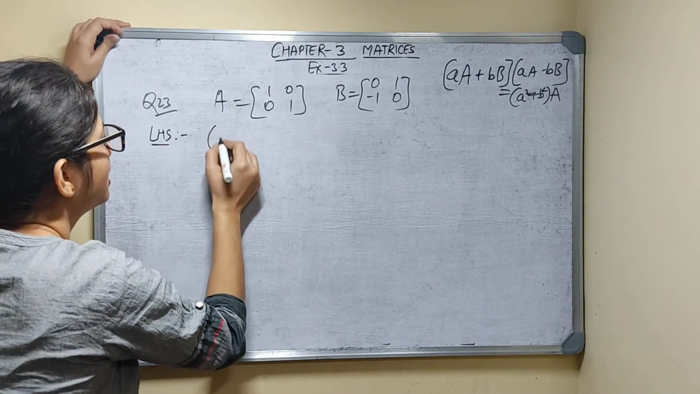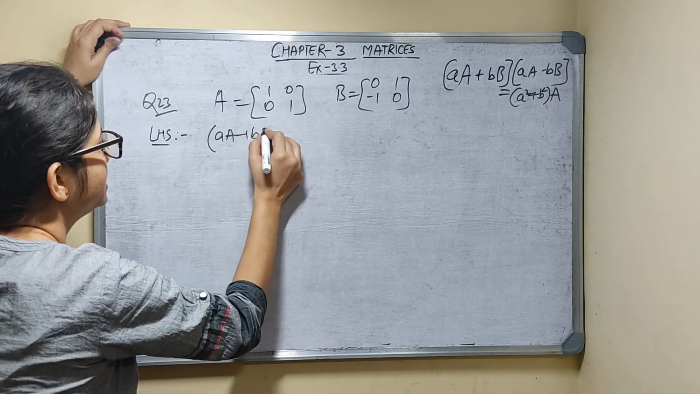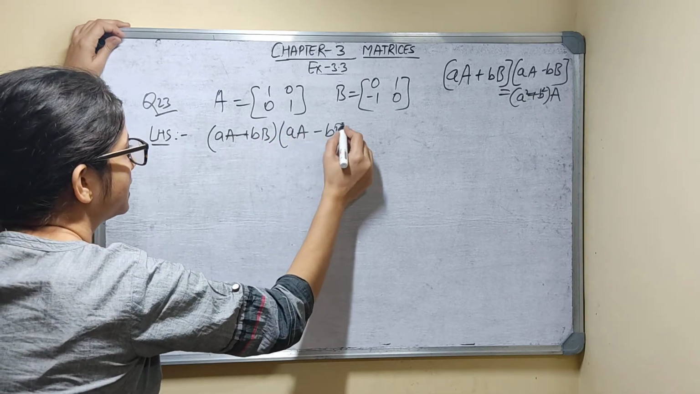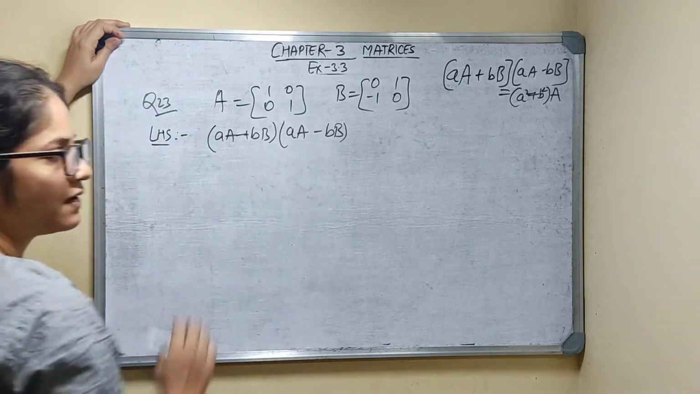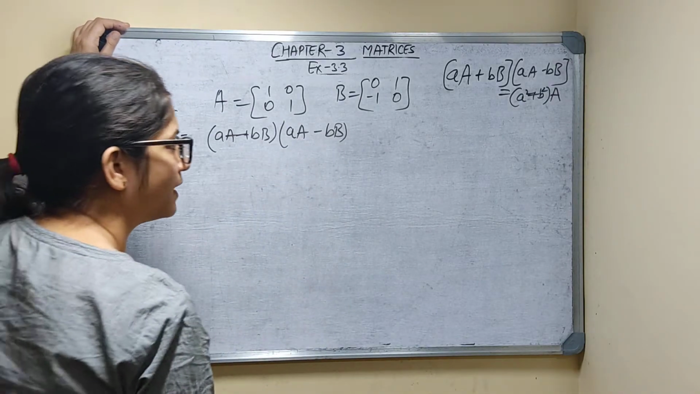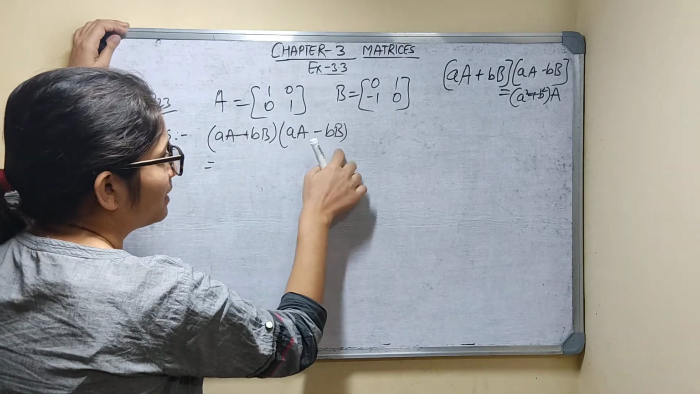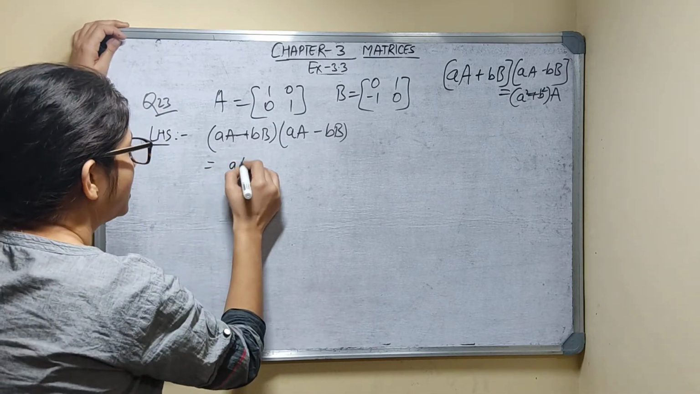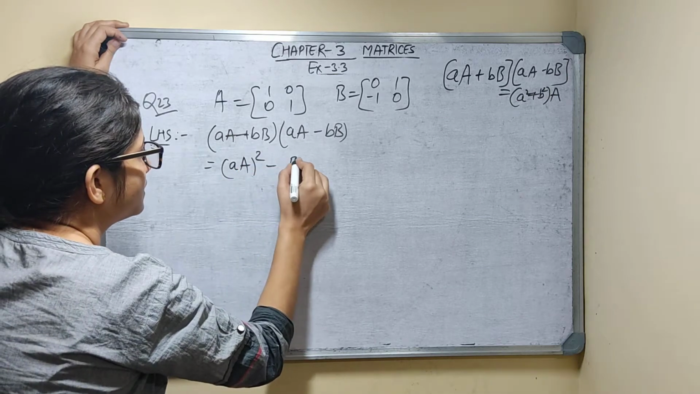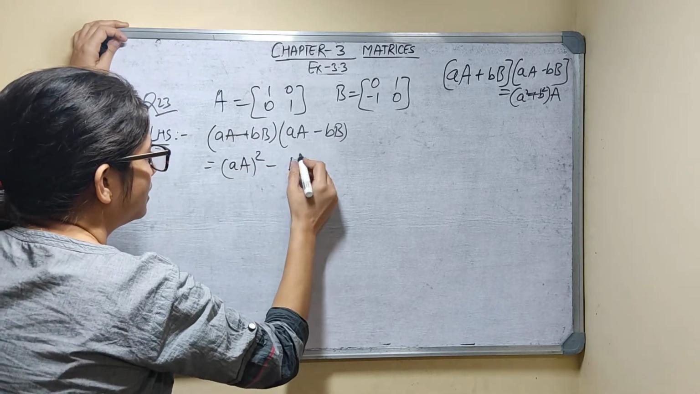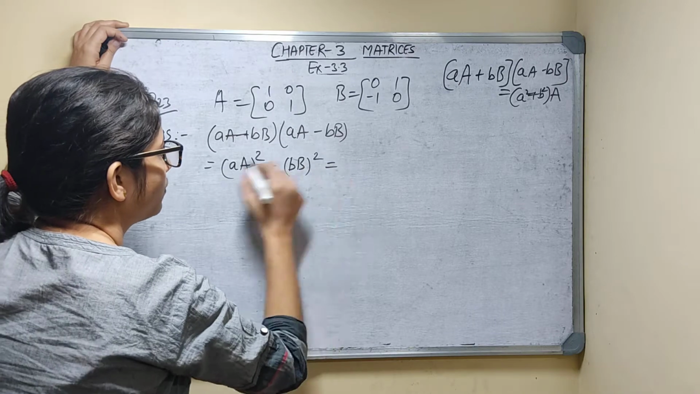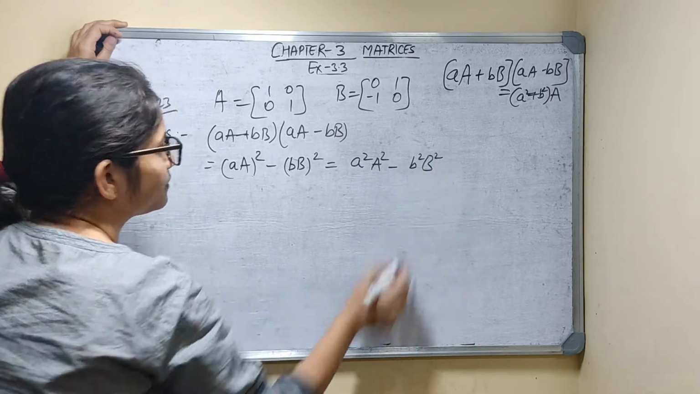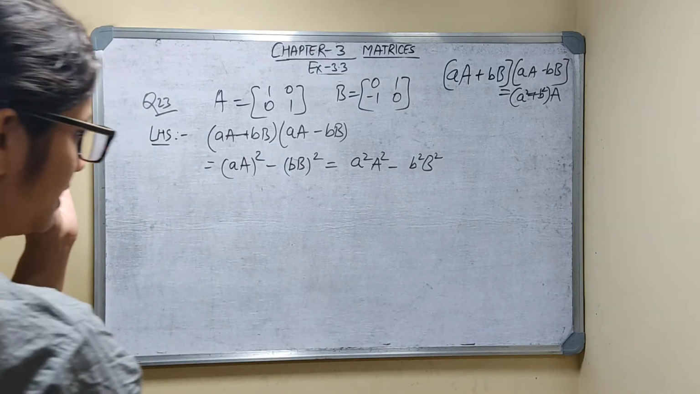It is given A plus B, so I can write A minus B. This is the same: plus and minus difference. A square minus B square I can write. (A + B)(A - B) gives A square minus B square. Here it is a, so (aA) whole square minus (bB) whole square, so it will be a² A² minus b² B². Is it clear?